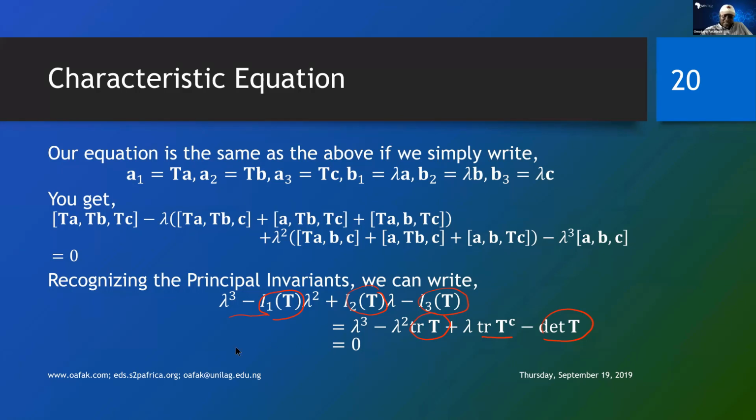So what we have is either like this, lambda cubed minus I1 of T lambda squared minus the second invariant lambda minus the third invariant is equal to 0, or lambda cubed minus lambda squared trace of T, which is a scalar, plus lambda trace of the cofactor, which is another scalar, then minus the determinant of T, which is still a scalar, is equal to 0. This expression, either in this form or in this form, is called the eigen equation or the characteristic equation, whichever way you like to call it. Most textbooks refer to it as the characteristic equation, but if we are to be consistent with the word eigen, it's also the eigen equation of that tensor. It's the eigen equation, and it is a cubic.